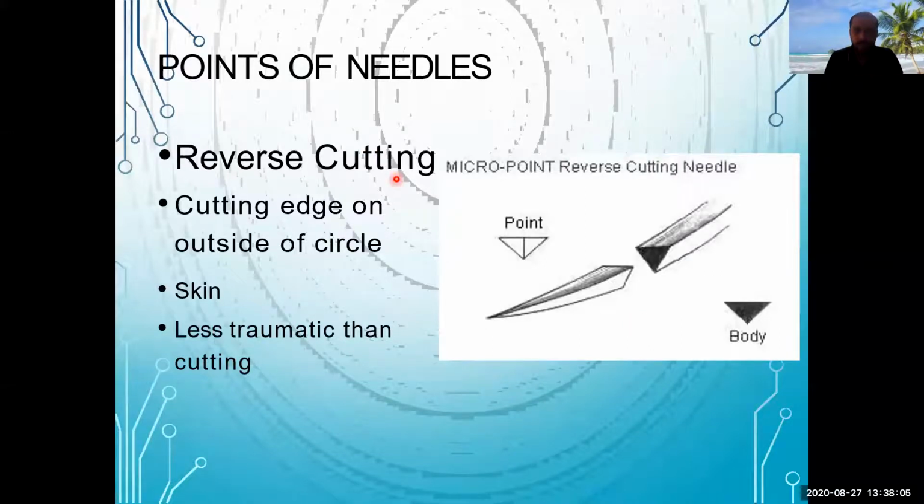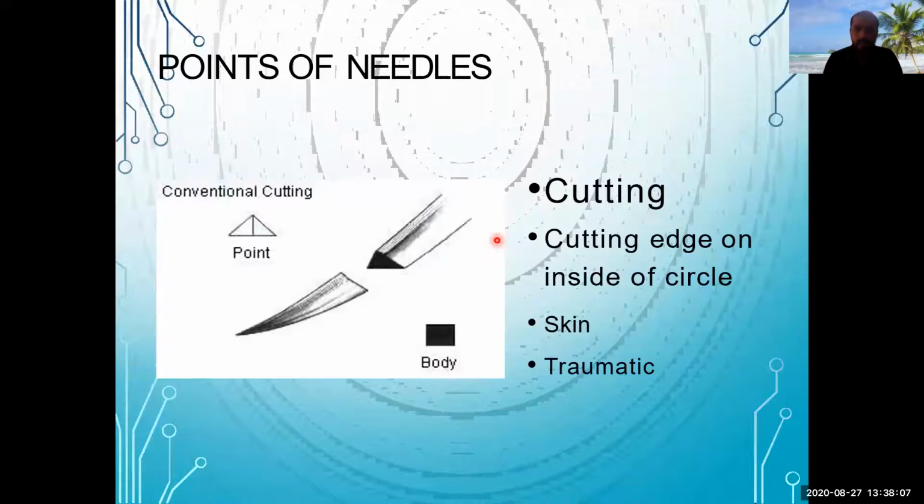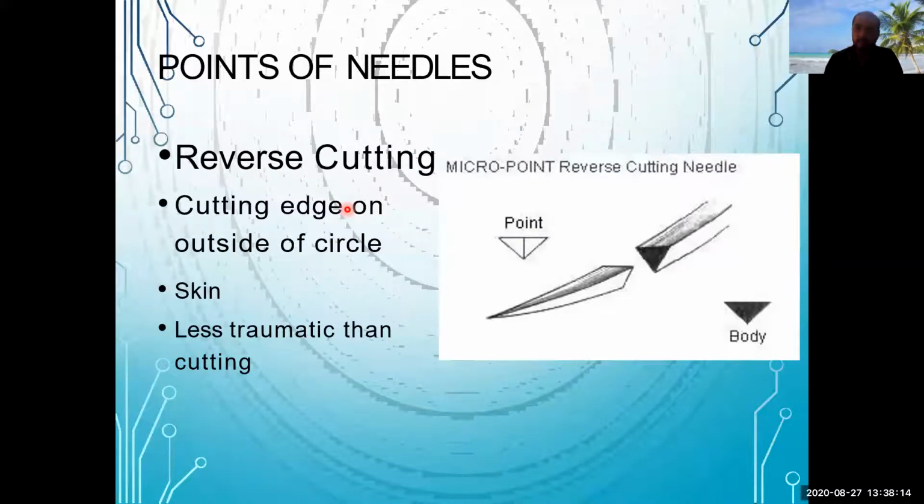Next is reverse cutting. In the cutting needle you have seen that the inner surface has the cutting edge, and the reverse cutting is the reverse of the previous one, the outer surface has the cutting edge. This is also triangular in the tip part, and the sharp one is the outer edge. This is the main difference between the cutting and the reverse cutting. Okay, reverse cutting is said to be less traumatic than the cutting.